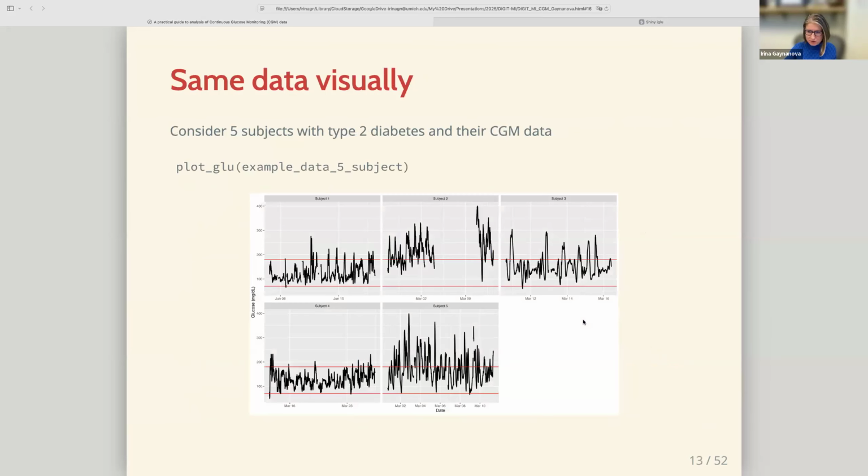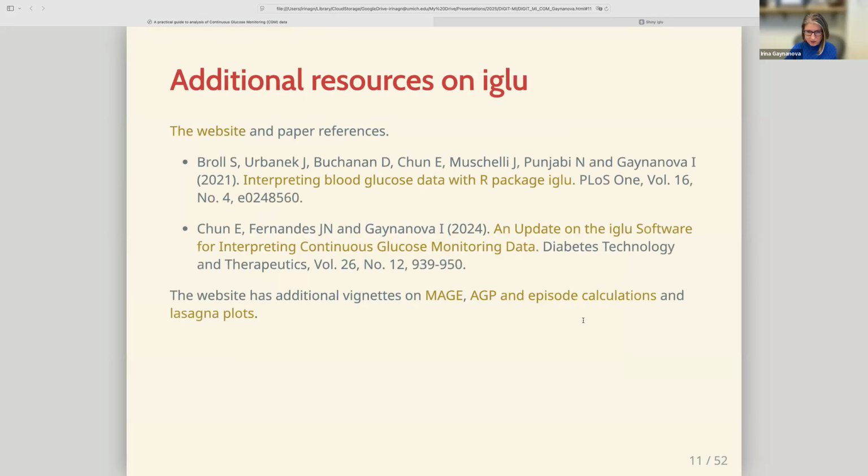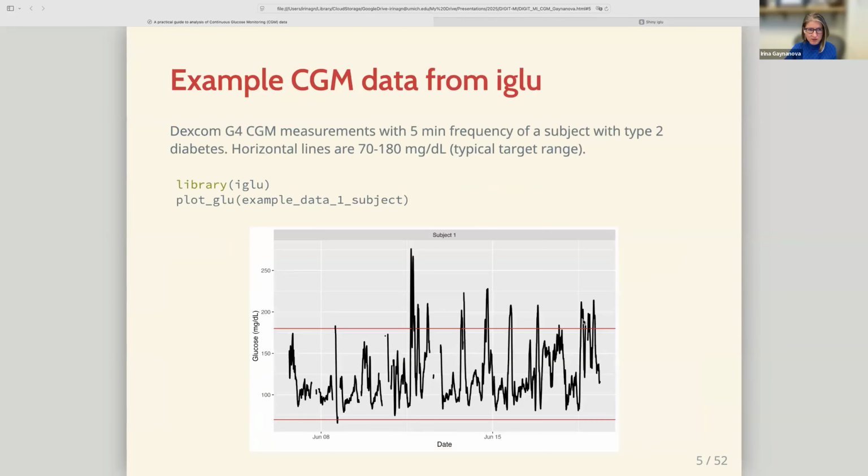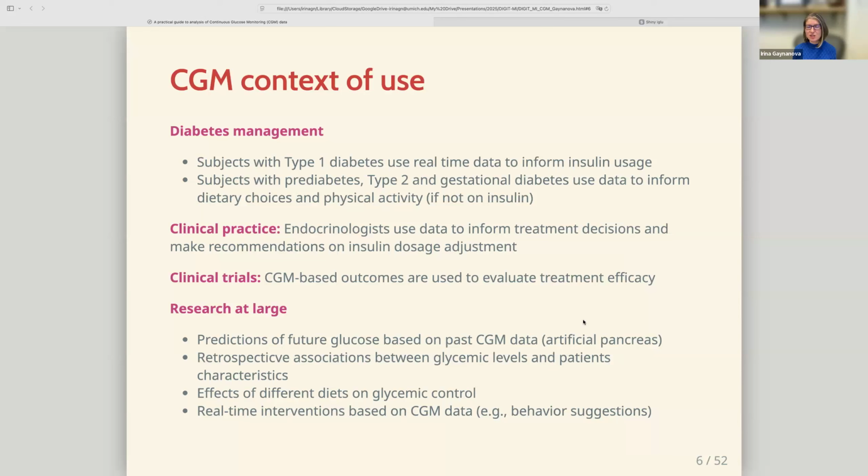Sorry, I went too quickly. Here we go. How is the CGM data used? So the most common one, or used to be at least, is diabetes management. People who have type 1 diabetes use CGM data to inform insulin usage. With type 2, those who are on insulin can also use it to inform insulin usage, but a lot of times they can use it just to inform their own dietary choices and behavior by reacting to the measurements that they see.